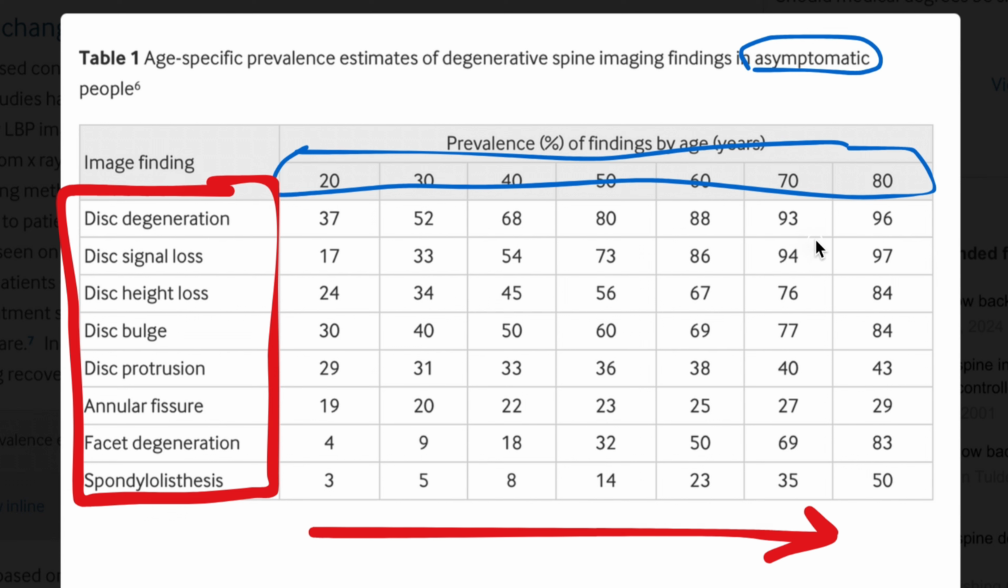These are percentages. So 93% of people in their 70s had disc degeneration. And all of these basically increased with age, much the same as getting grey hair, or in my case, no hair. These were changes that actually occurred naturally. These people had no symptoms. So imaging does not equal causation. And what we mean by that is that just because there's changes potentially on your structure, like disc protrusions or disc bulging or degenerative changes, it doesn't necessarily mean that it is causing your symptoms.